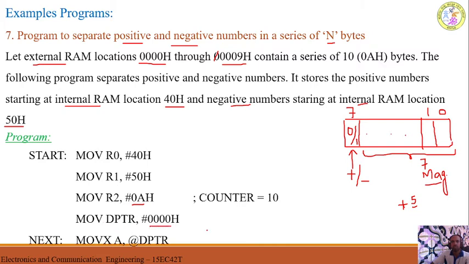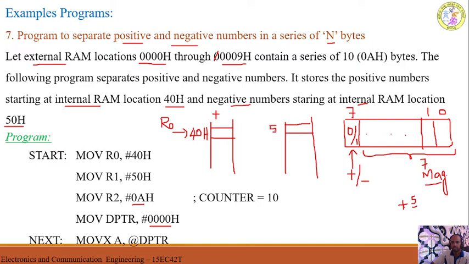This is to access the external memory. Now we are having 3 memories. One memory to store the positive numbers, whose starting address is 40H, and it is pointed to by the register R0. Another memory is used to store the negative numbers, and its address is 50H, and this is pointed to by the register R1. This is to store negative numbers.